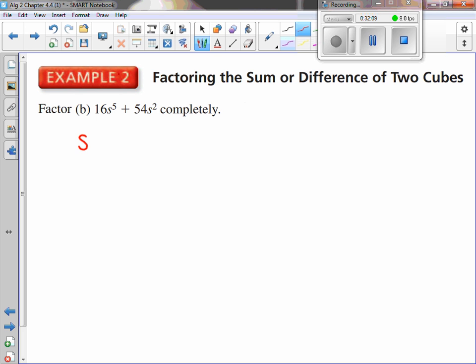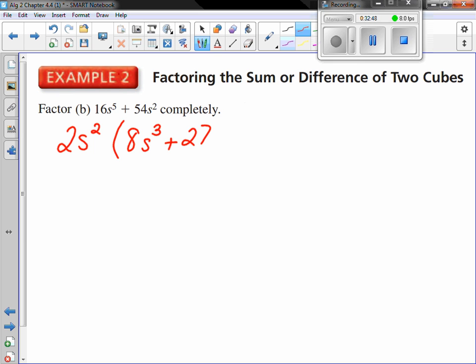Well, there would be an s to the second, yes, because there's 2 s's in both at least. Is there a number that goes into 16 and 54 evenly? Does 2 go into 16 and 54? So if I factor this out, 16 divided by 2 would give me 8. S to the 5th divided by s squared, or 2 s's taken out, would leave me with s cubed, plus. 54 divided by 2 is 27. And s squared divided by s squared would be 1. So we get this here. Let's try again.